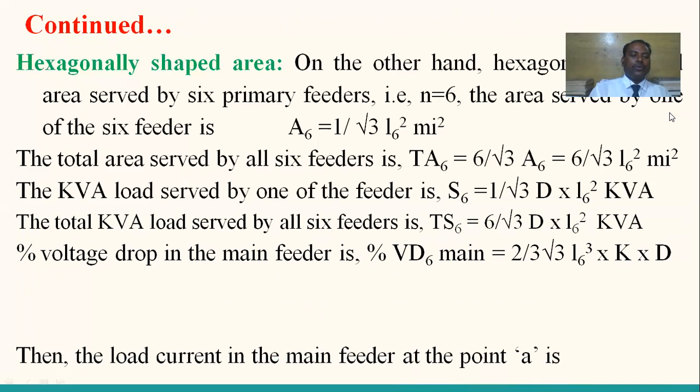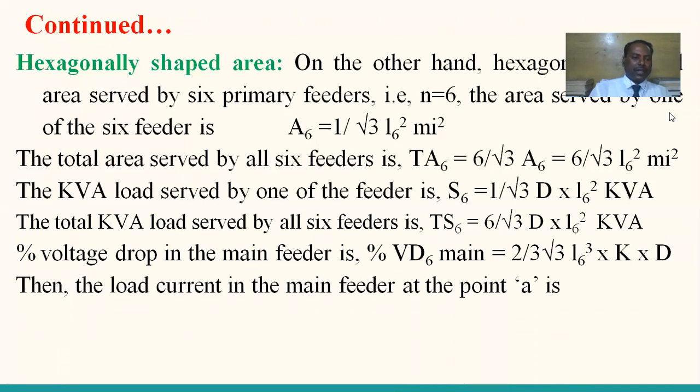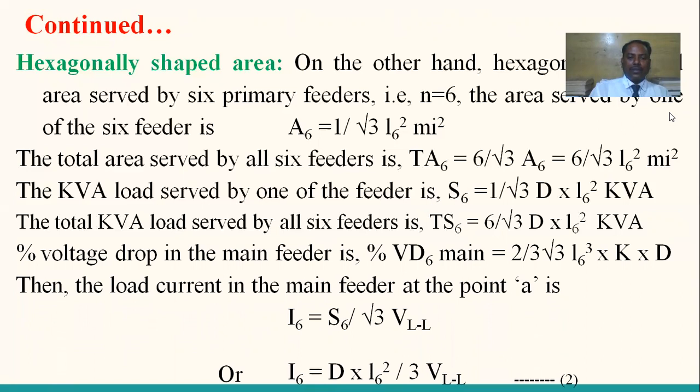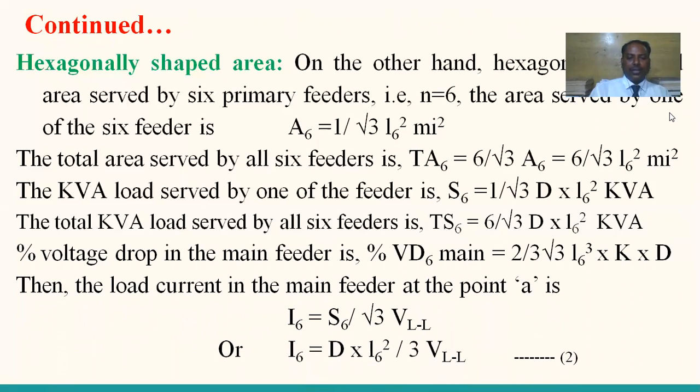Yes. So now, similar to the earlier case, you can calculate the load current in the main feeder at point A. I6 is equal to the load by voltage. So it can also be written as I6 is equal to D into, the root 3 cancels here, both are in the denominator, so root 3 into root 3 gives 3. D into L6 square divided by 3 into V line to line.